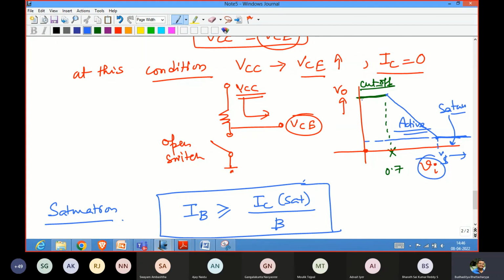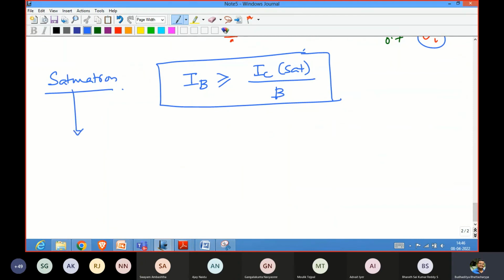In cutoff, what was happening? Low voltage, high output, but here in saturation, what is happening is that with increase, no output. So that is the difference. In that saturation mode, they act as a closed switch.